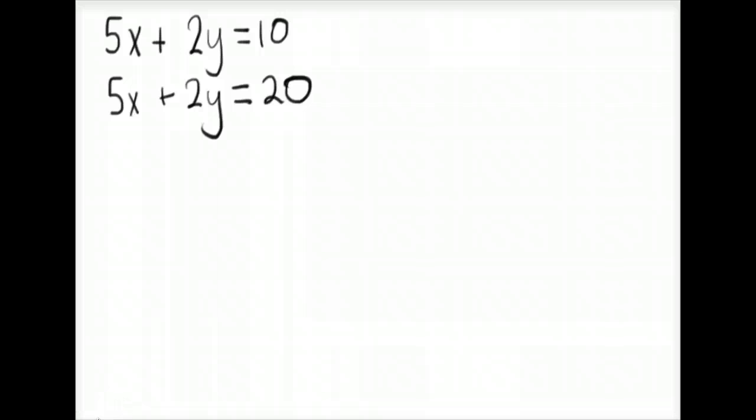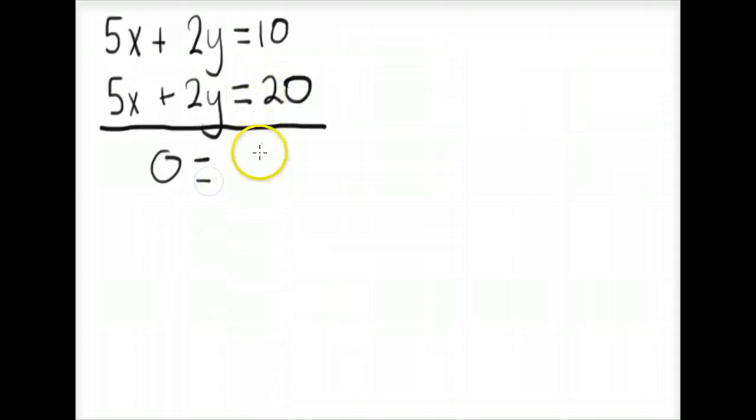So for the next problem, we want to solve the system of 5x plus 2y equals 10 and 5x plus 2y equals 20. So subtracting the second equation from the first, we need to subtract each term. So 5x minus 5x is going to equal 0, and 2y minus 2y is going to equal 0. So really we're going to get 0 equals, and then 10 minus 20 equals negative 10. Although this is not the case.